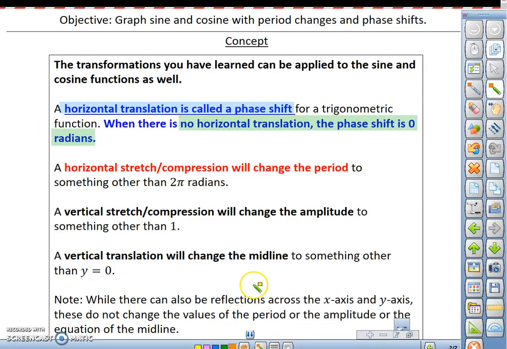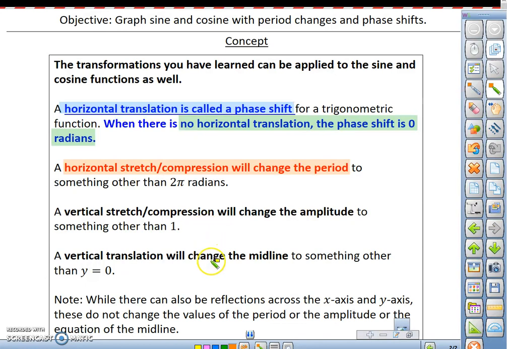We're also going to look at graphing sine and cosine functions with a horizontal stretch or compression. And that means that the period of 2 pi will change to something other than 2 pi radians. And then we could still have a change in the amplitude with a vertical stretch or compression.